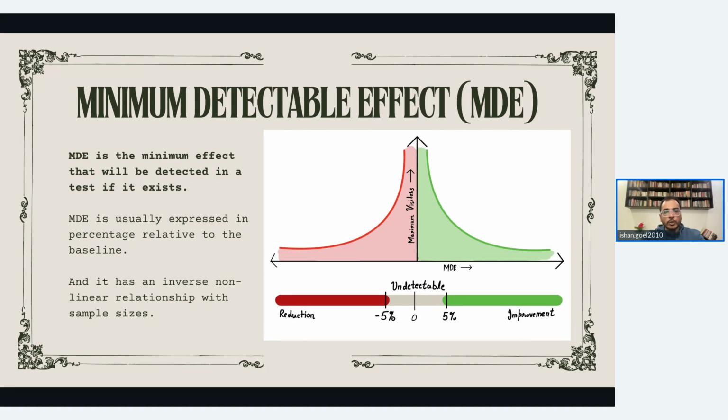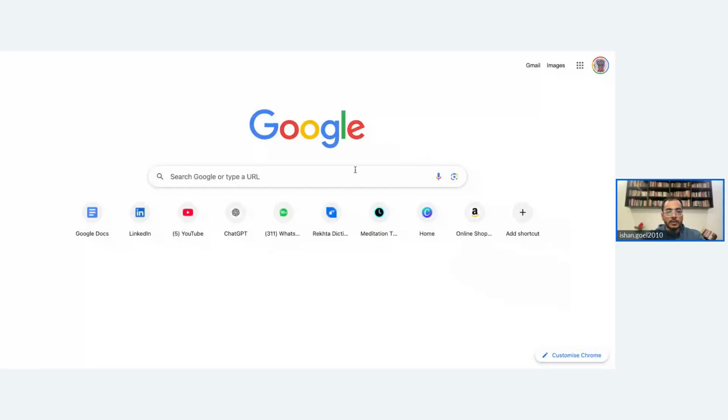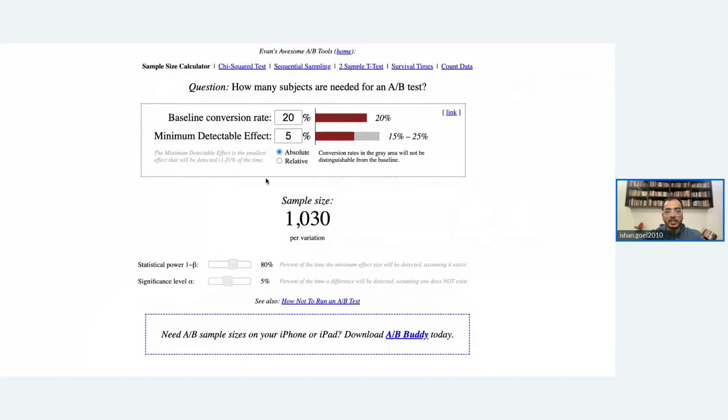Let me quickly show you how this changes by showing you the Evan Miller sample size calculator. So here we have a baseline conversion rate of 10%. Let's move this to relative. I'll explain what is absolute and relative. And as you see, as you increase the MD, you have smaller sample sizes needed. So at 5% I have 56,000, at 4% I have 88,000, and it rises pretty sharply.